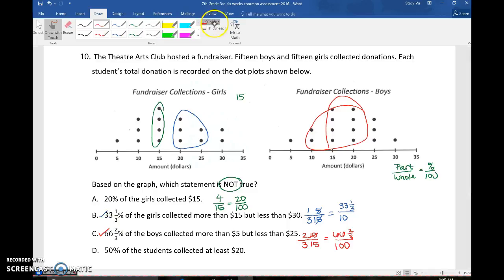So let's see what else we have. This last one, 50% at least 20. So that would be 1, 2, 3, 4, 5, 6, 7, 8. So 8 out of 15. Well, that's greater than, so that's right. So our answer must be A, because 300 is not equal to 400.